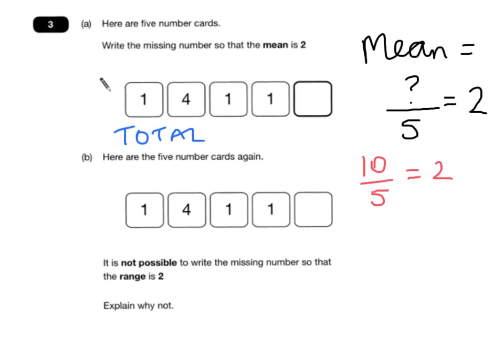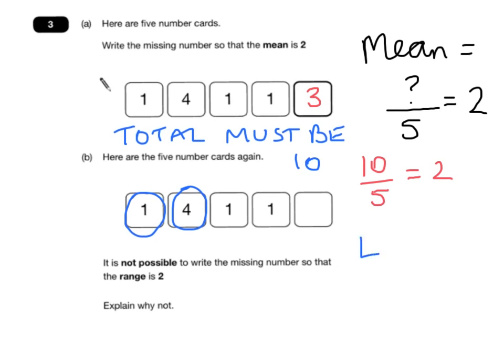Now, we've got 1, 4, 1 and 1, so far the total is 7. So in order for the total to be 10, we need a 3 in that box. And that's the answer. Because if you now add those up and divide by 5, you'll get 2.